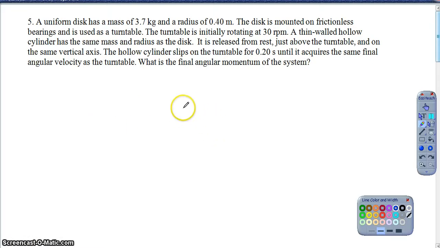Okay, so for part 2 of homework 7-5, we're picking up with question 5. And this question is actually a little bit misleading. They give you a whole bunch of information here.